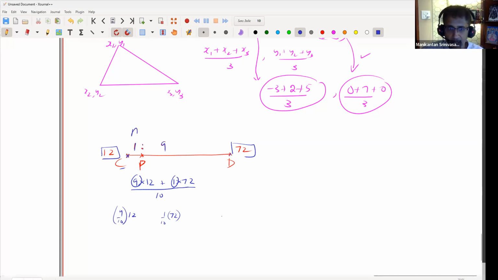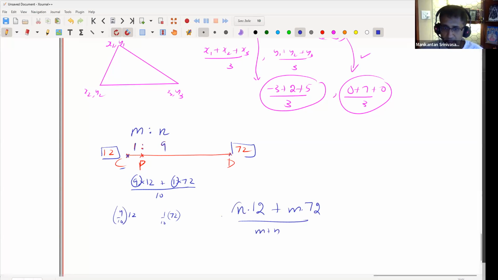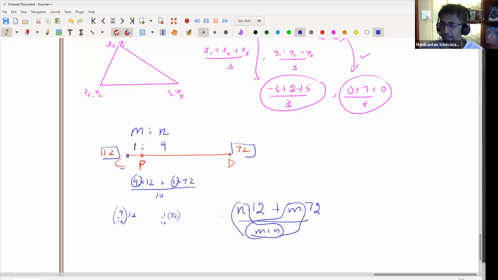So instead of 1 and 9, suppose I make it m and n, same thing. n parts to 12, because that's the bigger one, and m parts to 72, upon m plus n. In other words, the weights would be n by m plus n and m by m plus n. The weights will add up to 1. In general, when you take a weighted sum, the weights will add up to 1, right? So what proportion to allocate to 12? It's a weighted mixture of 12 and 72, and more weighted towards 12 if it's a ratio like 1 is to 9, right? So which is why it's the opposite: n goes to 12 and m goes to 72.